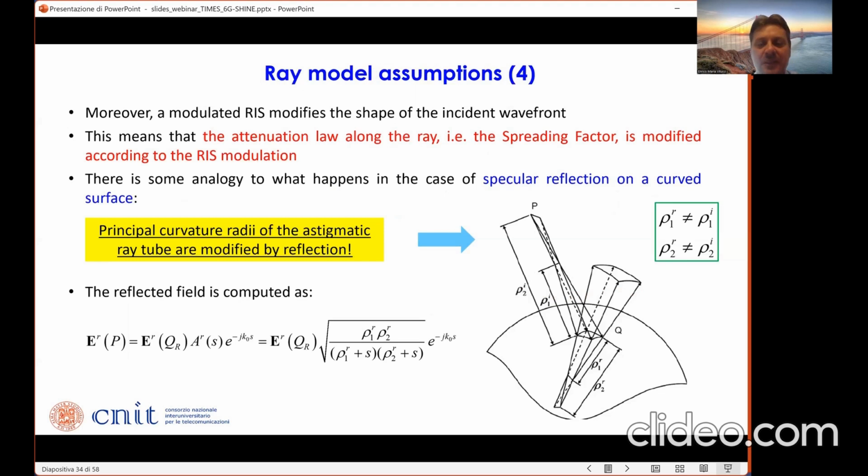This is something very similar to what happens in the case of a RIS. So even if the RIS is not curved but a flat surface, due to the spatial modulation imposed by the RIS, the result is that, again, similarly to the case of a regular curved surface, the spreading factor is modified by the RIS.